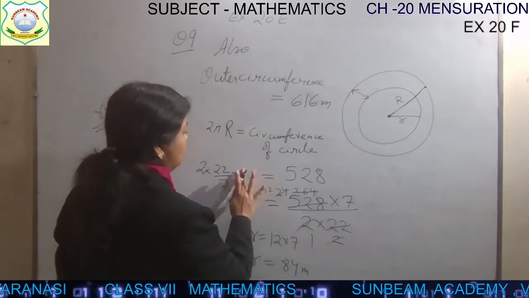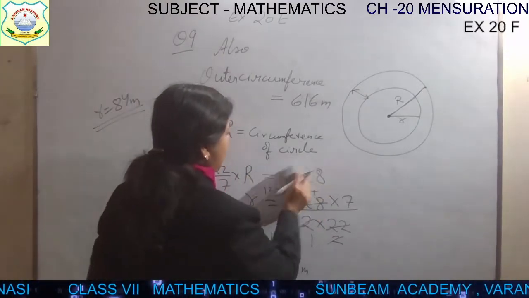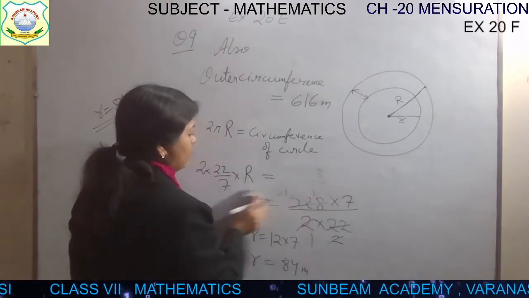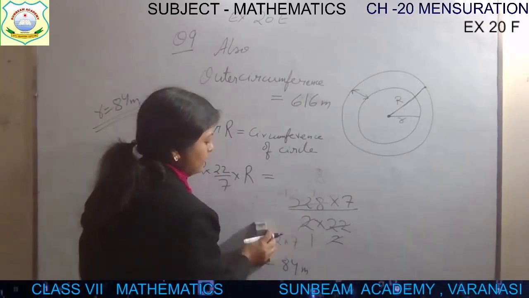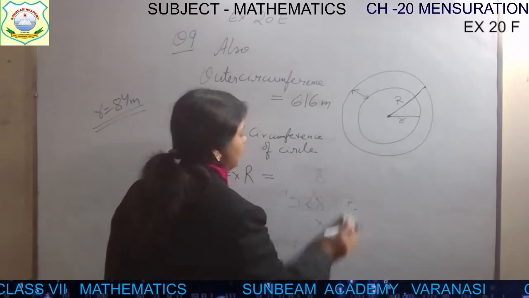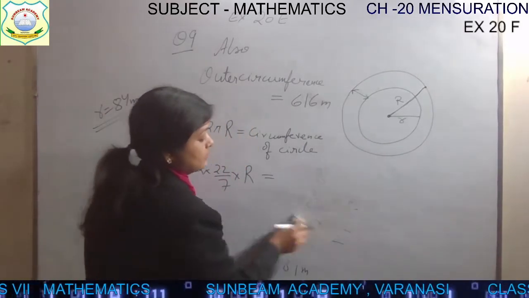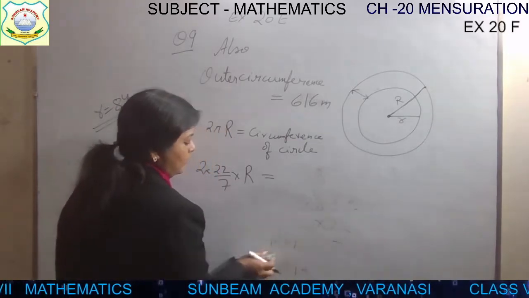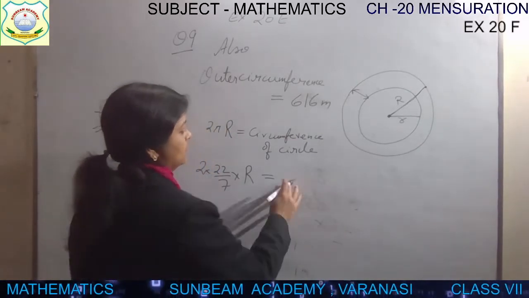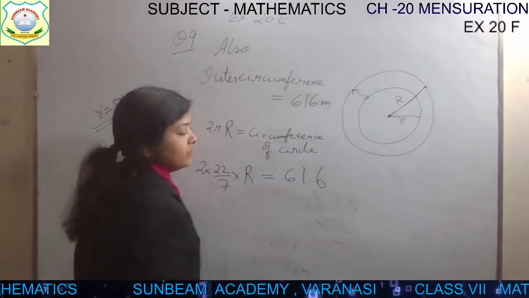So this will be the radius, and now it will change here. From here we have to change. What do we have to change? What is the capital R? What will be the radius of the outer circle? Okay. Now it is 616. It is 616 meter.